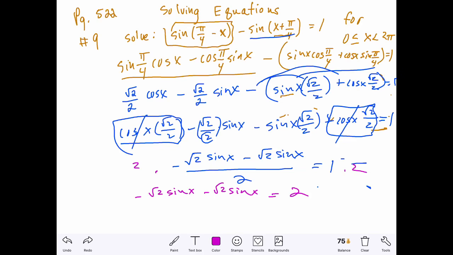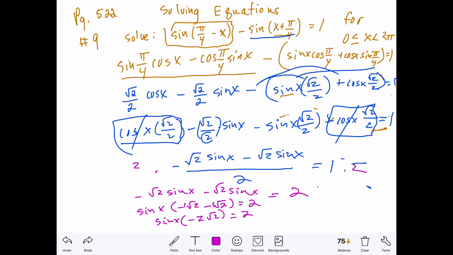And then what do I want to factor? Maybe I want to factor out sine of x. Sine of x, and that would be negative root 2 minus root 2 equals 2. What's essentially minus 1 root 2 minus another 1 root 2? Well, that's going to be minus 2 root 2, and I've got it multiplied by sine x here, equals 2.